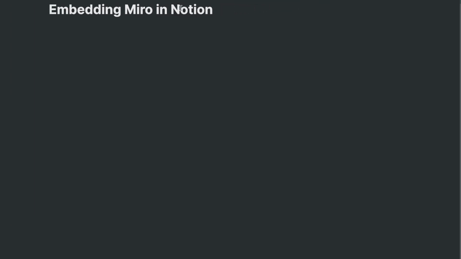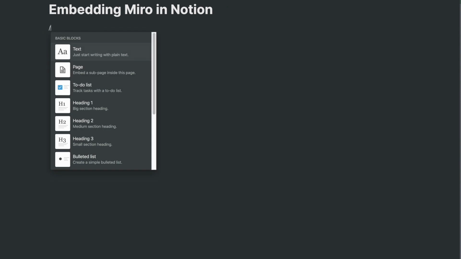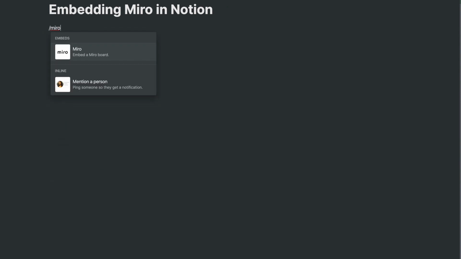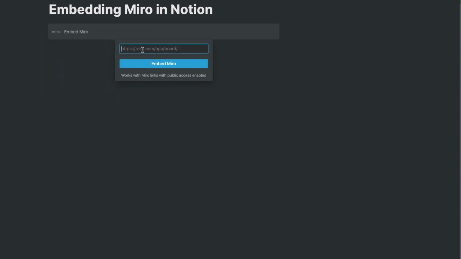Okay, I'm back in Notion. So I'm going to click in the body of the Notion page that I want to put my Miro board in. I'm going to type /Miro, because it's one of the embed options under the embed submenu. I'm going to click that, and it's going to bring up a very simple dialog box that asks me for my URL, which I'm going to paste because I copied it. And as you can see, there's my link. And then I'm going to click Embed Miro.